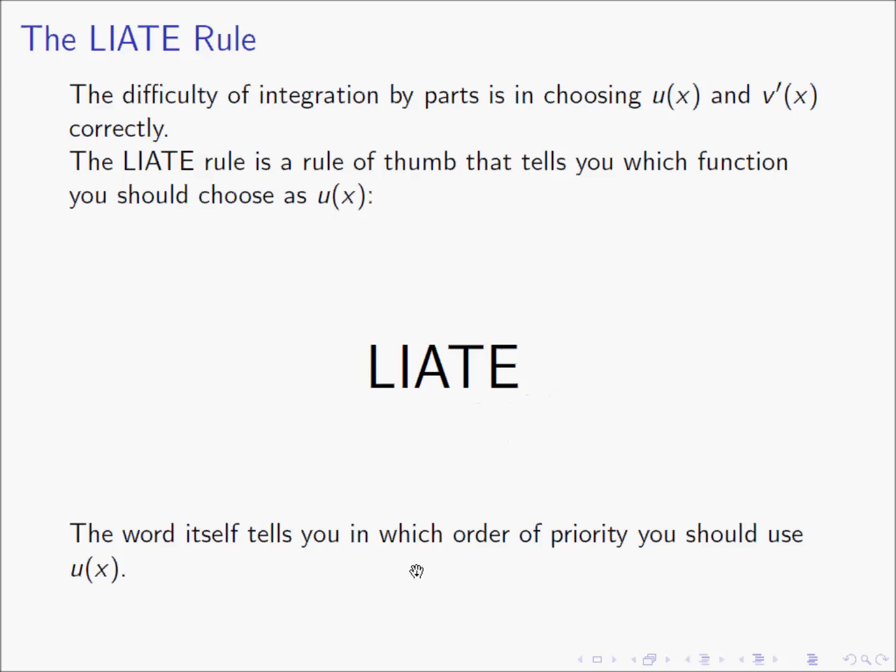And the rule is that you should choose u of x in the order of priority that the letters appear in the word. For example, if in an integral you have a log function and a trig function, the L comes before the T, so you should choose u of x as the log function. Let's see how this works in an example.